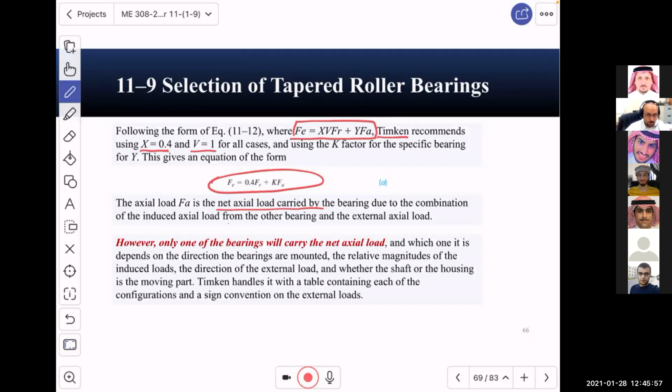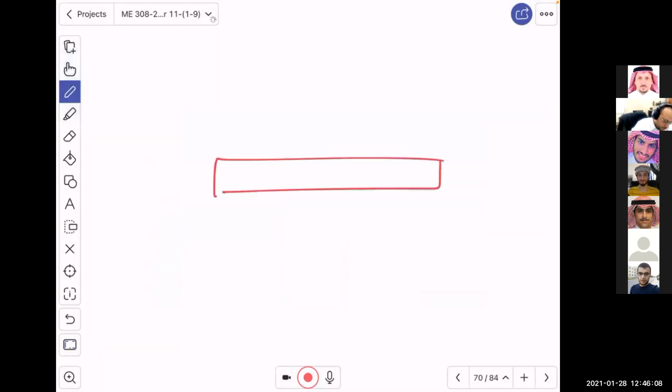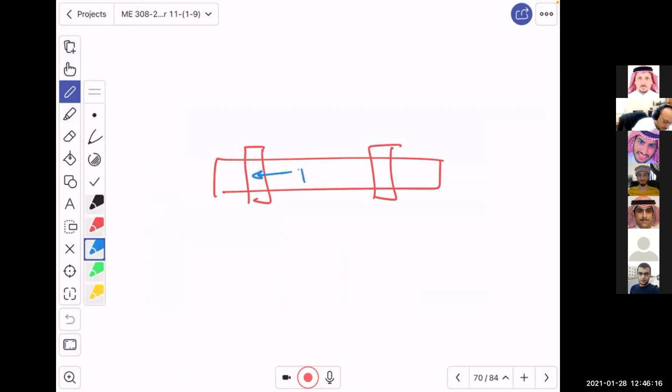No. Can anybody tell me why we didn't care a lot about which bearing? If you have an example of a shaft like this, and there is a bearing here, and a bearing here, and I told you to pick which of these bearings will take Fa, and there is an applied Fa. Why did we not care? Maybe somebody would say, no, Fa is here. So which one? The green or the blue? We didn't care. Can anybody remember why not?